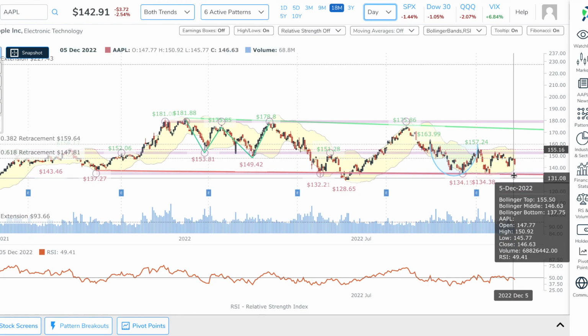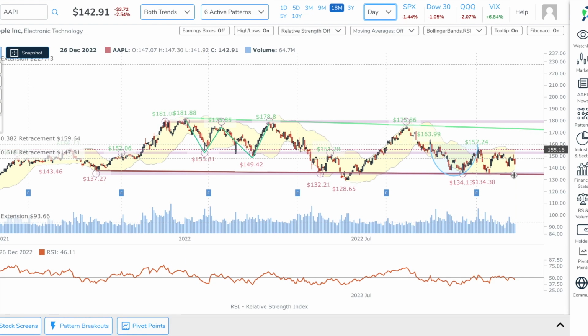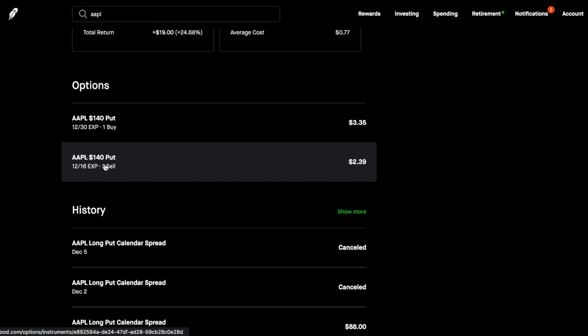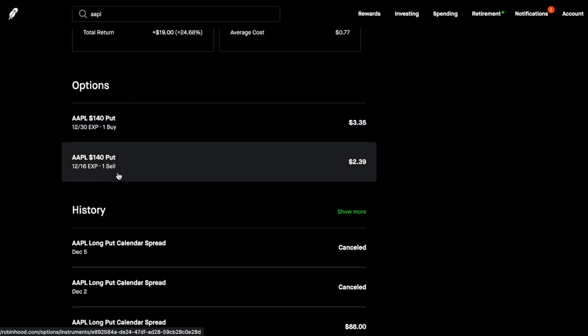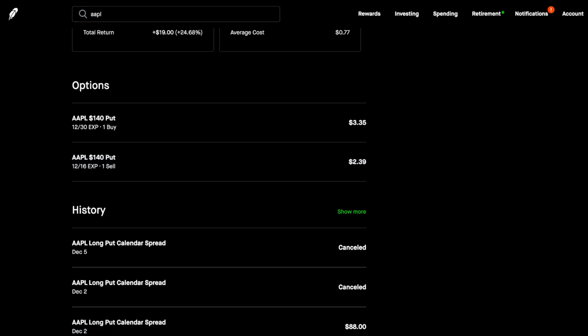I sold the 140 and bought the 140 put. All right, so we sold the 140 put that expires on December 16th, and then we bought behind that the 140 put. So basically, this is a calendar spread, and the max profit we can make is if we pin the 140 put on expiration, on the day of expiration. So let's go back to Pattern Finder.